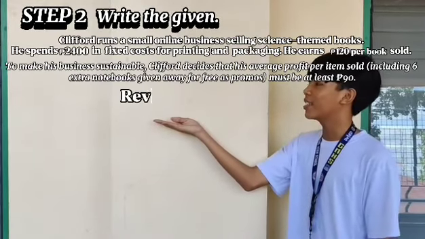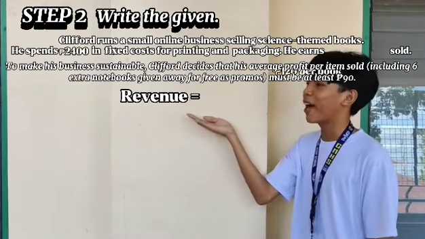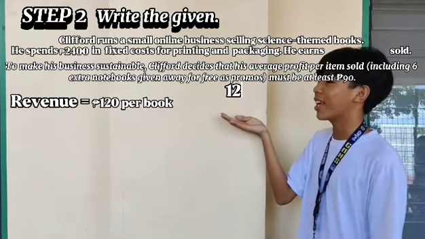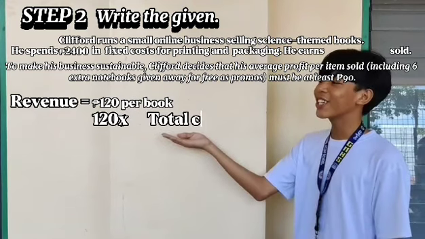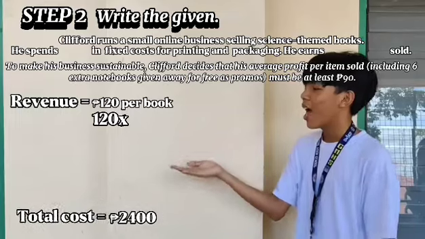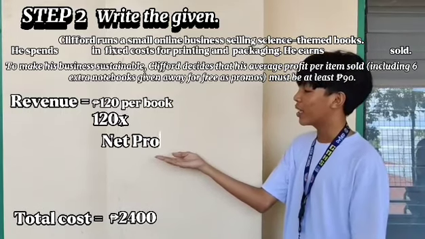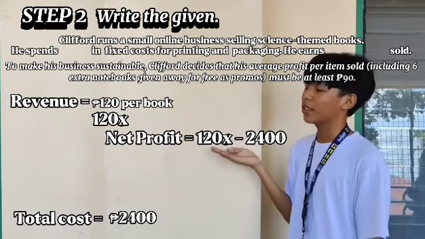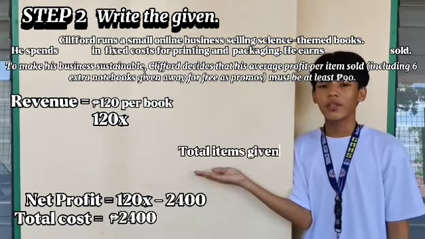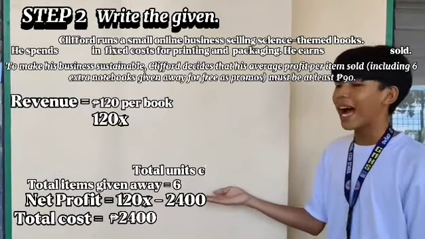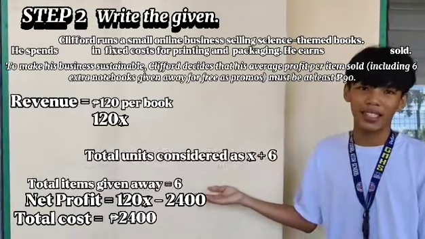So the revenue is 120 pesos per book, so that means 120x. The total cost is 2,400 pesos, and the net profit is 120x minus 2,400 pesos. The number of giveaway items is 6, so the total units is x plus 6.